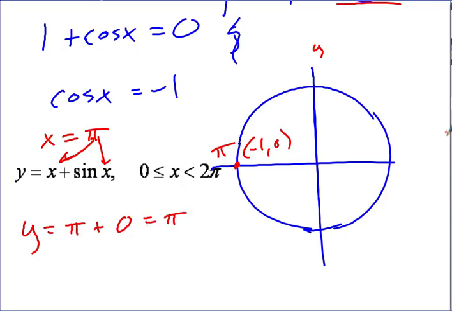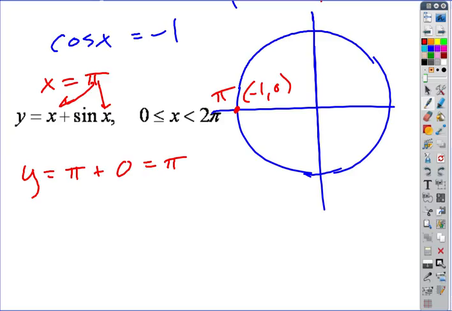So the point on this curve is going to be at, what did we say it was? Pi, right? X equals pi, y equals pi. Right? And if we graph it, let's see what it looks like. If I graph it, let's investigate.